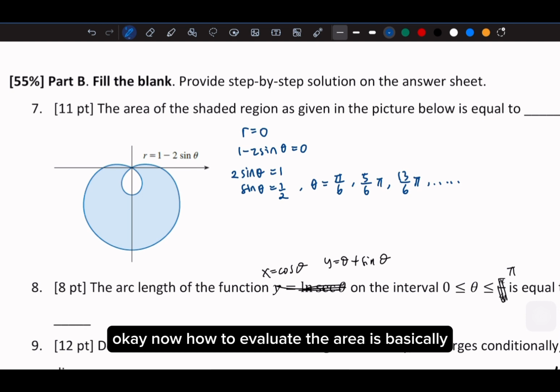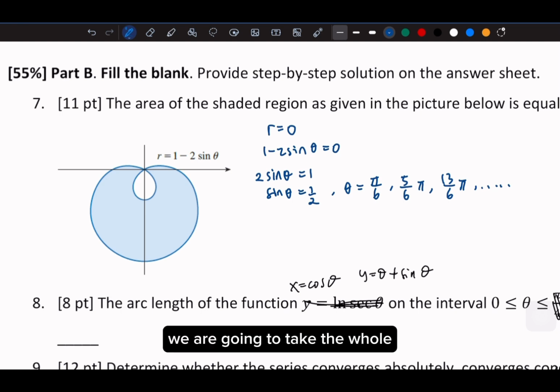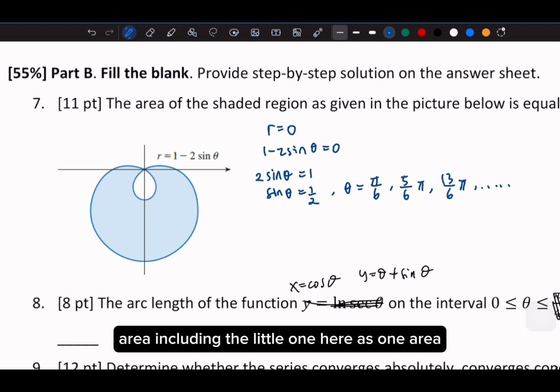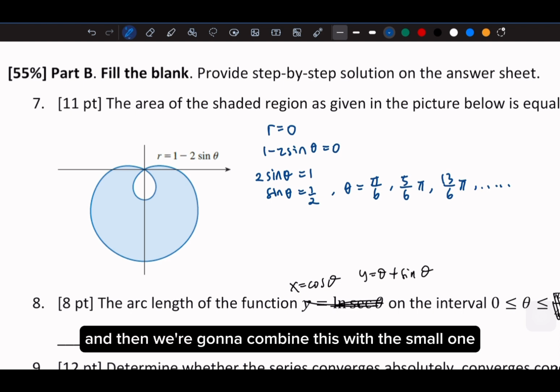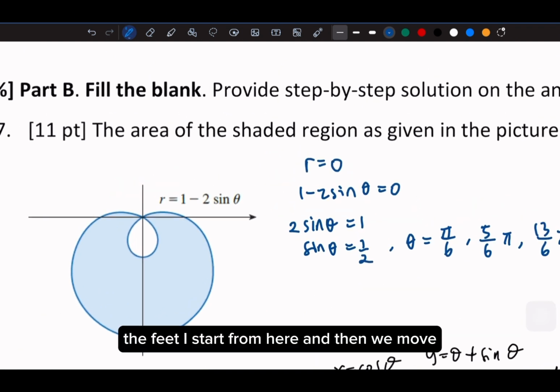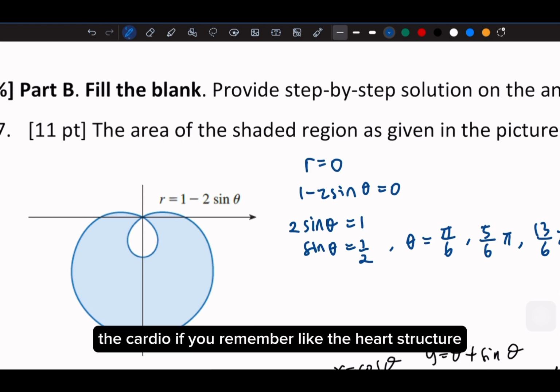Okay, now how to evaluate the area is basically we are going to take the whole area, including the little one here, as one area, and then we are going to minus the small one. So remember, in polar, the theta starts from here, and then we move, and then we go like that, right? So we can say if we take this, without the middle one, then it is the cardioid, if you remember, like the heart structure.